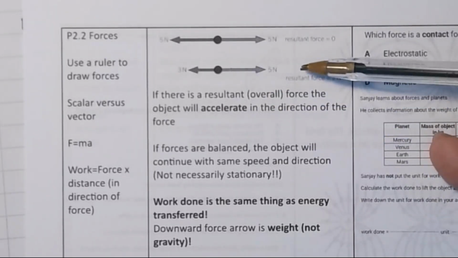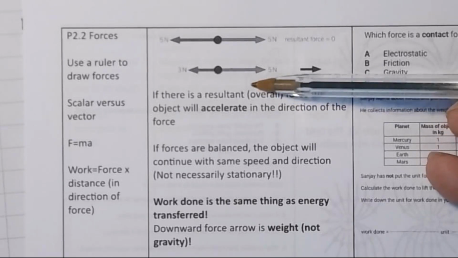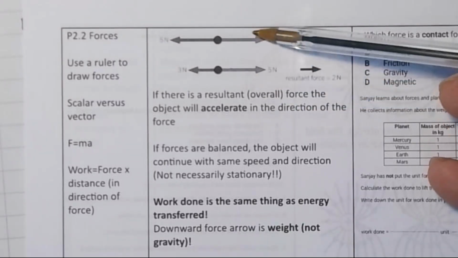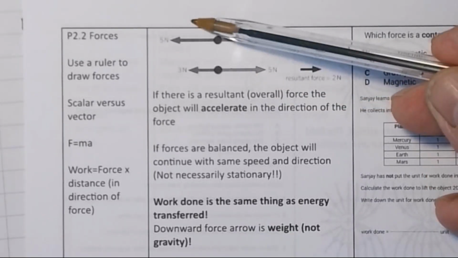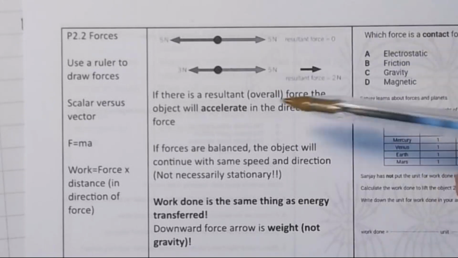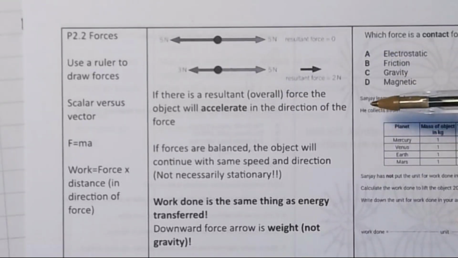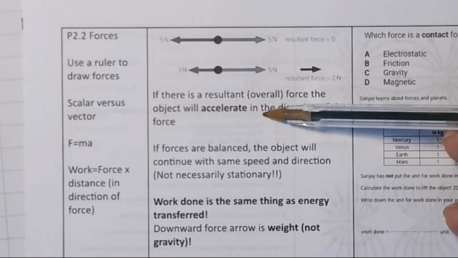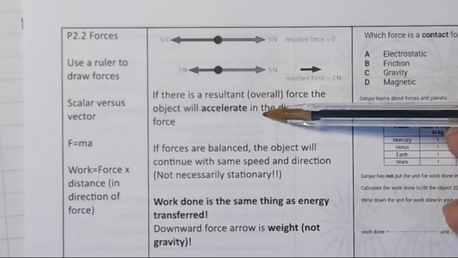If you're going to draw force arrows, use a ruler. The length matters. The length is the size of the force. So if you're drawing forces that are equal in both directions, you need to draw them equal. So measure them properly. Use a pencil. The resultant is the overall force on an object. We're taking all the forces into consideration and we're going to summarize them as one overall resultant force.